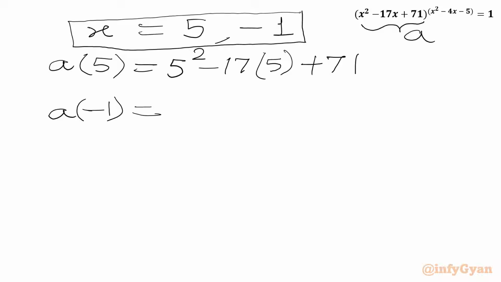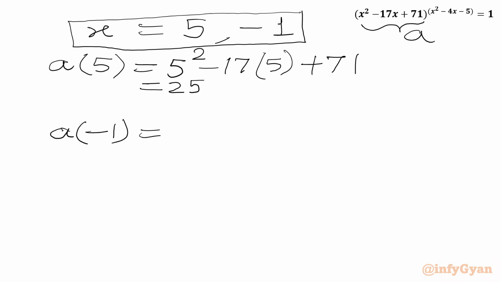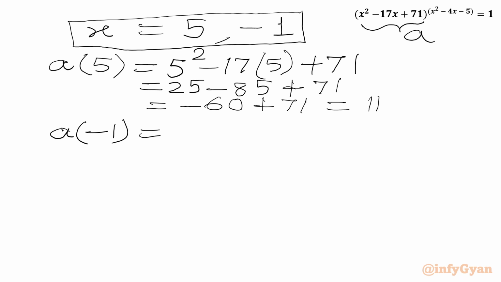Now 5 square is 25. 17 times 5 is 85, plus 71. Now we will write 25 minus 85 minus 60 plus 71. The value will be equal to 11, which is not equal to 0. So our solution x equal to 5 is true.